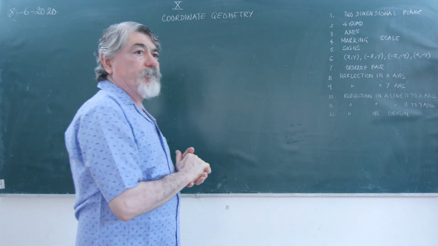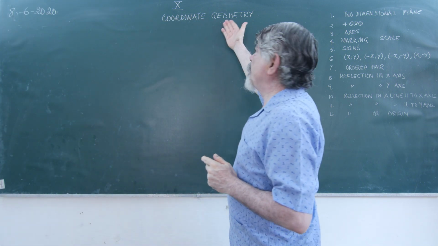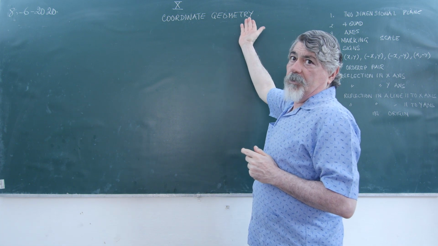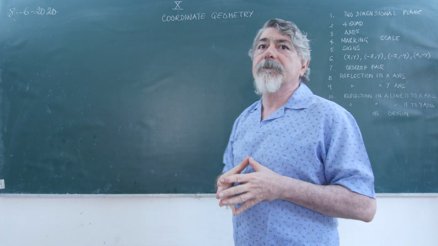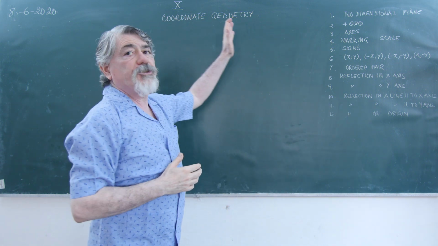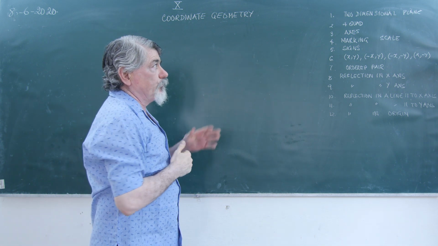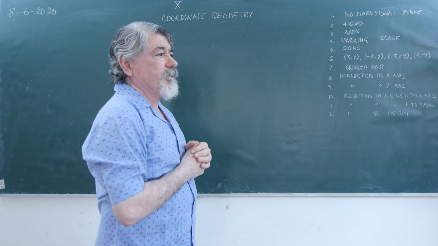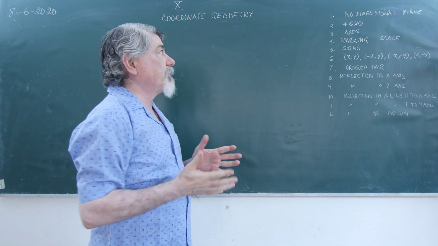To start a new chapter for Standard 10th, Coordinate Geometry. Coordinate Geometry is the branch of mathematics which joins algebra with geometry. Now we are going to discuss a few things which I have written on the extreme right of the board. We are going to discuss in two-dimensional planes.